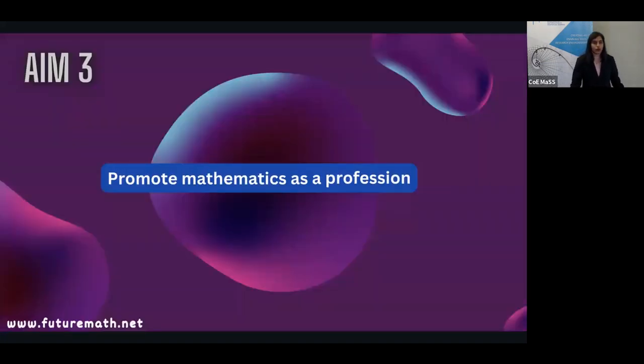And finally, through satisfying aim 1 and 2, and through the activities that I'm going to tell you more about, we will be able to indirectly and directly promote mathematics as a profession. So typically students in school who are good at mathematics wouldn't immediately tell you, I'm going to become a mathematician or a statistician. Instead, one might say, I'm going to become a data scientist. I'm going to do actuarial science. And so it is that narrative that we hope to change.